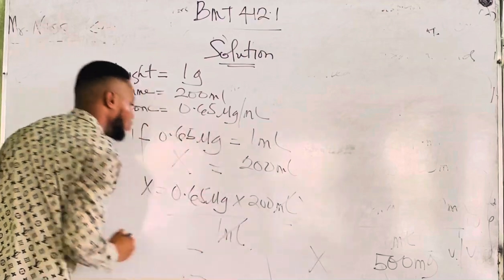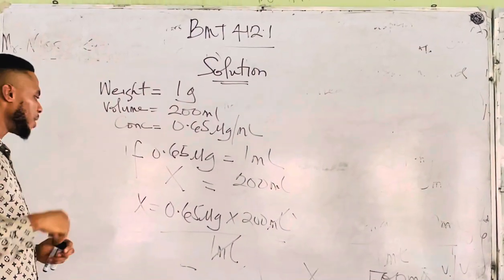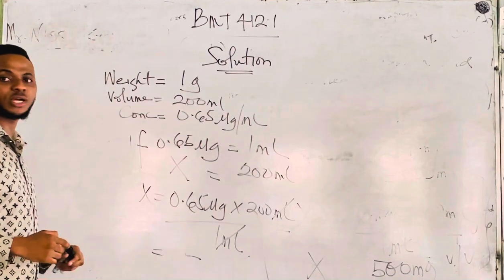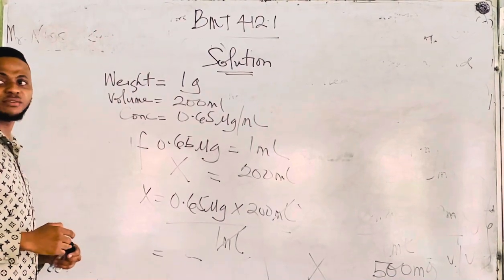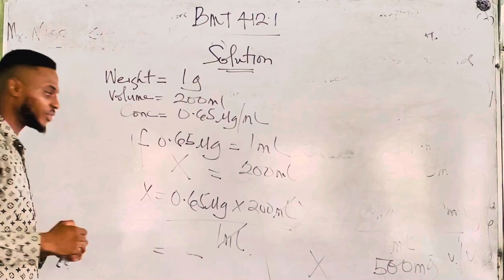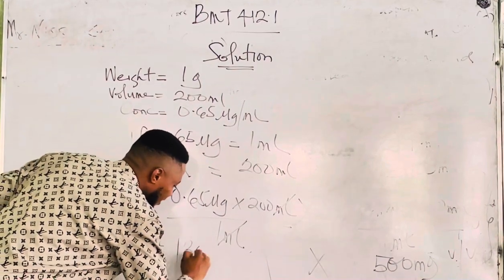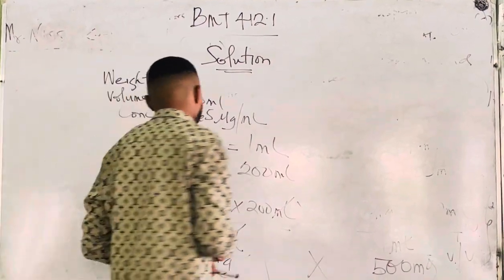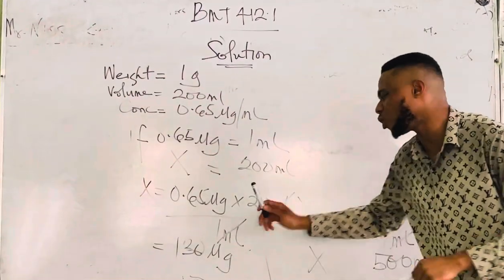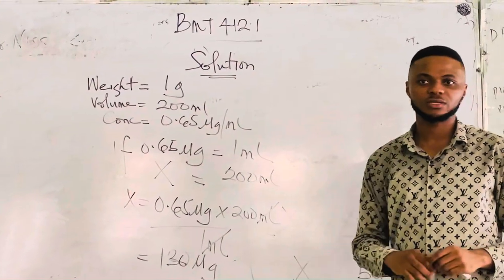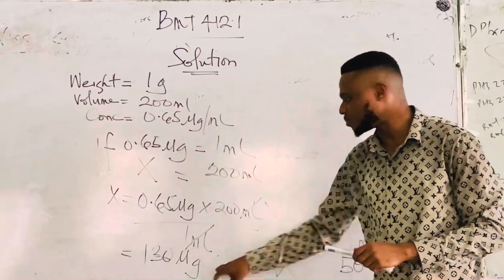The ml will cancel out. So 0.65 micrograms times 200 will give us what, class? 130. So 130 micrograms. But look at this, our weighing scale cannot measure micrograms. It will most likely measure grams, so we need to convert these micrograms to grams.